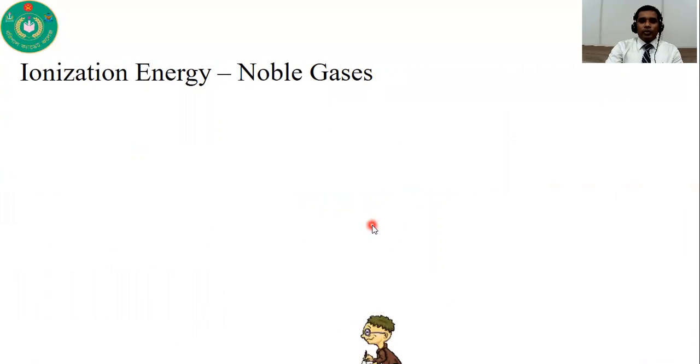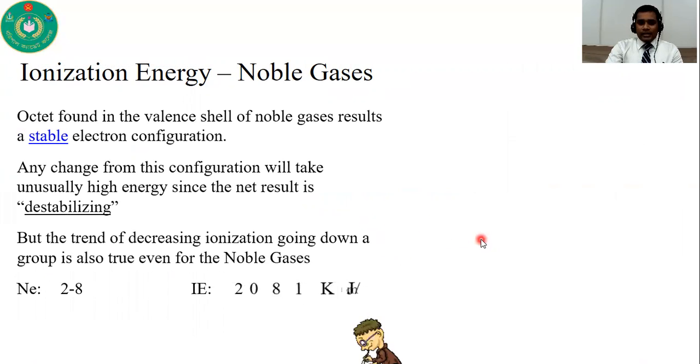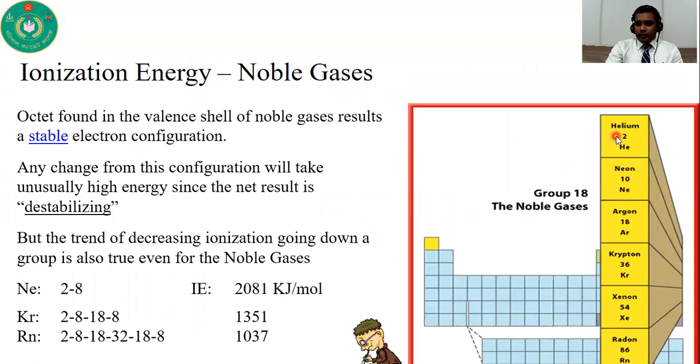Now in case of noble gas, you can see the atomic radius also increases from top to bottom. And as these are noble gases, that means their outermost electrons are completely filled. In case of neon, outermost electrons are 8. In case of krypton, outermost electrons are 8. And in case of radon, outermost electrons are also 8. As outermost electrons are completely filled, it is very difficult to remove an outermost electron. That's why the ionization energy of noble gases is very high.